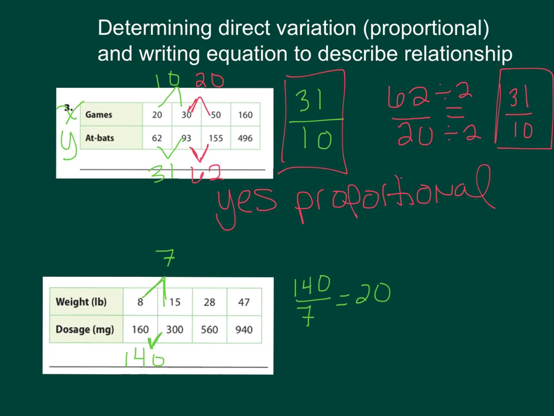Then I'm going to look at the next one, and I'm looking at the change in my y. So from 300 to 560, that changes by 260. And then from 28 to 15, that changes by 13. And so I wasn't sure if that was a direct variation or not, so I went ahead and divided it in my calculator, and I got 20, which means that yes, this is also a proportional relationship. If it's proportional, it has a 0-0 relationship and it changes by a constant rate.